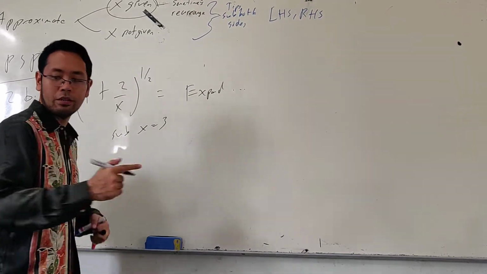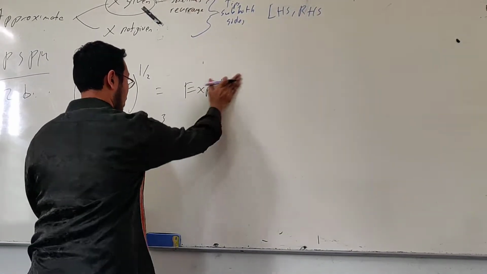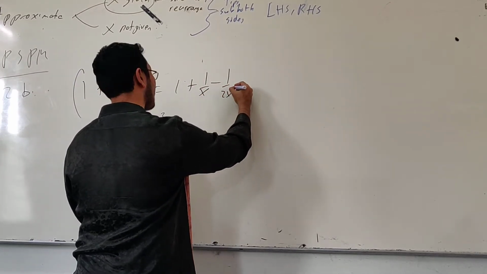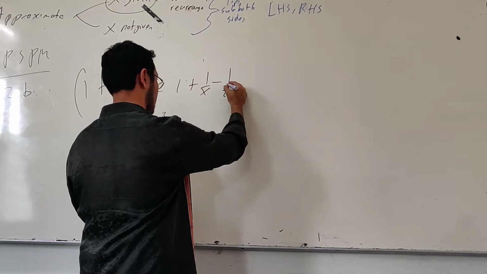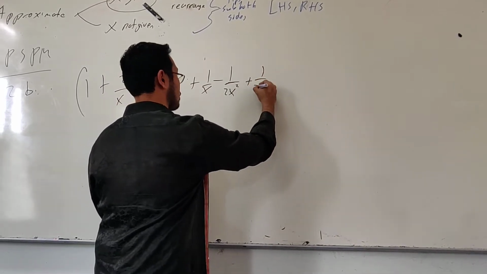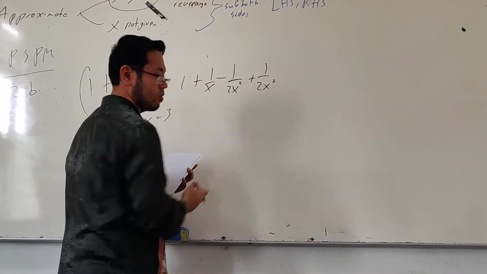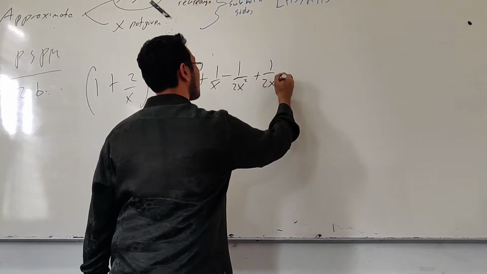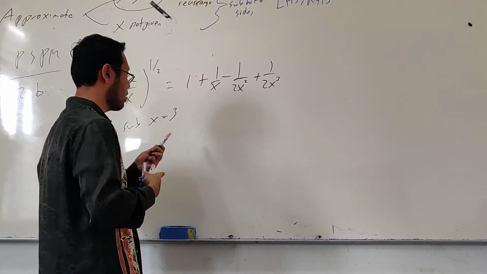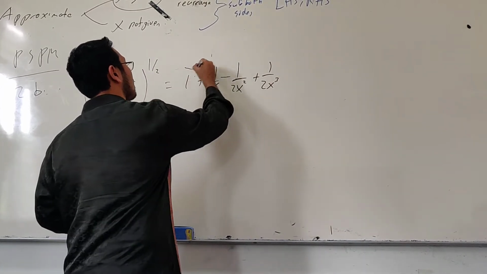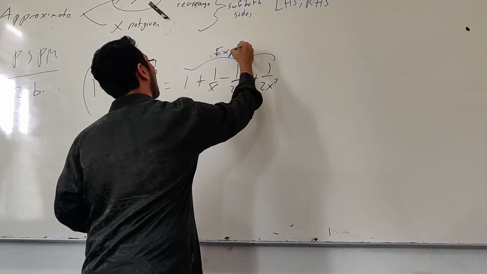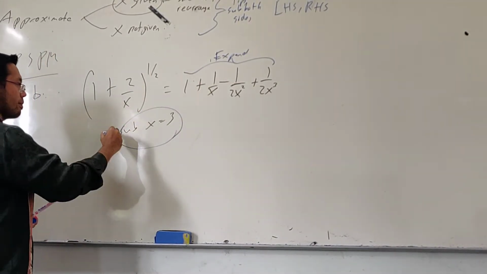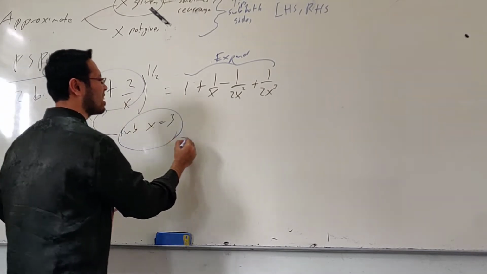Let's say for this one you got yourself 1 plus 1 over x minus 2 over x squared plus 1 over 2x cubed. So that will be the expansion. Where should you start this? I recommend both sides.